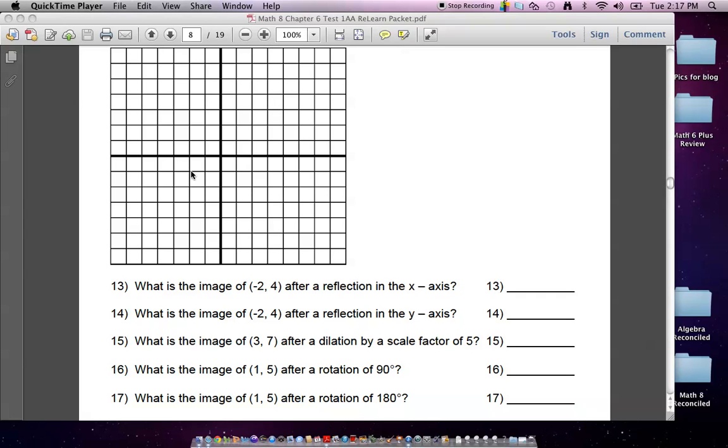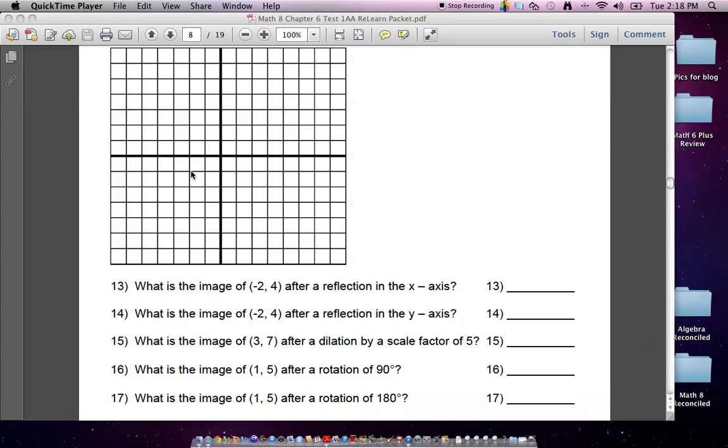Okay, third section it is. What is the image of negative 2, 4 after a reflection in the x-axis? Well, the image of negative 2, 4 after a reflection in the x-axis means that we are going to flip this over the x-axis. I hope you didn't lose track of my voice there.